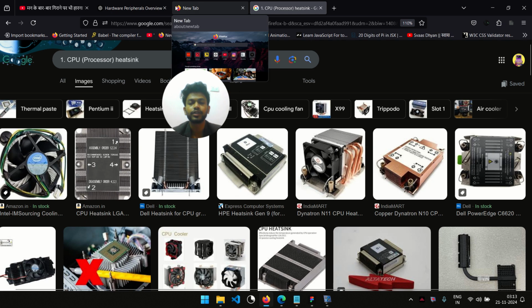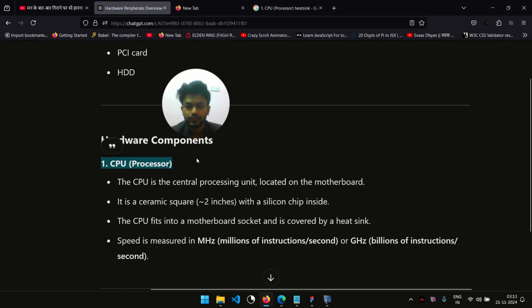Okay, you got to know. Can you tell me the points? The CPU is present on the motherboard. CPU is the central processing unit. CPU has two modes: megahertz and gigahertz. Millions of instructions per second, billions of instructions per second. And there is a silicon chip inside it, and it is covered with a cooling fan and a heat sink.